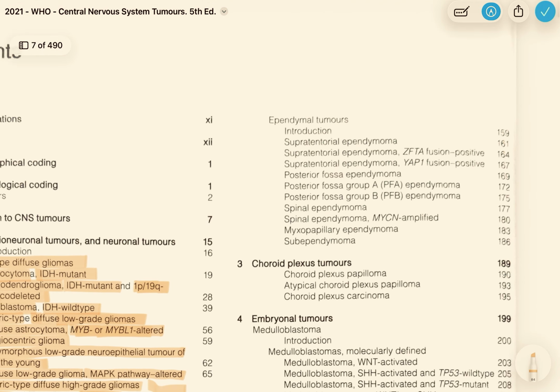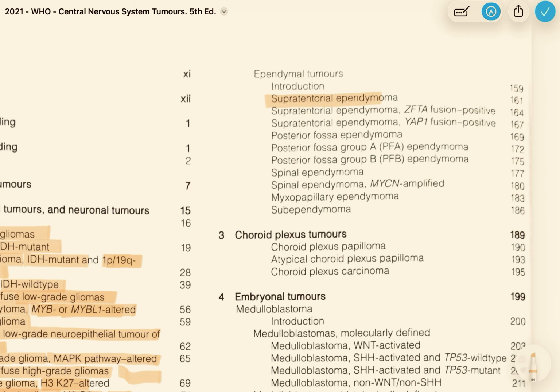Then we have ependymal tumors, in which we have supratentorial ependymoma, ZFTA fusion positive. Then we have YAP1 fusion positive, posterior fossa ependymoma, group A and group B. Then we have spinal ependymoma and MYCN amplified. Then myxopapillary ependymoma and subependymoma. In choroid plexus tumors, we have choroid plexus papilloma, atypical choroid plexus papilloma, and choroid plexus carcinoma.